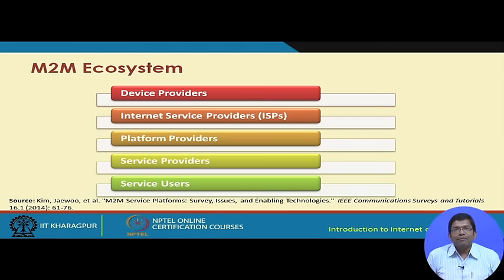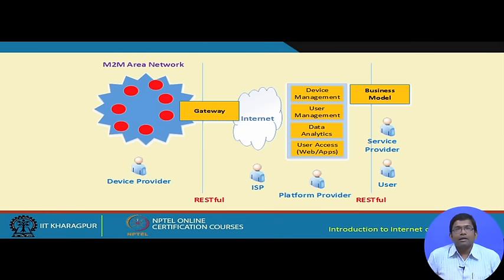When we consider the M2M ecosystem as a whole, we have different components of it. We have device providers, internet service providers, platform providers, service providers and service users. Let us look at each of these in detail in this particular figure. In this figure, we see the M2M area network, and we have the device provider. The device provider is the one which provides these devices, which is the owner of these devices.